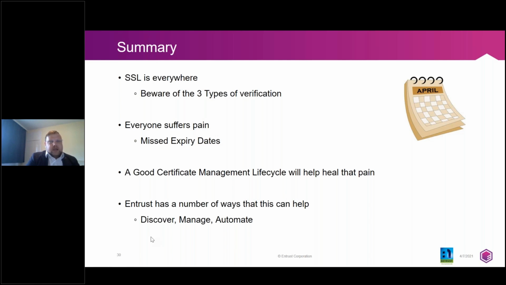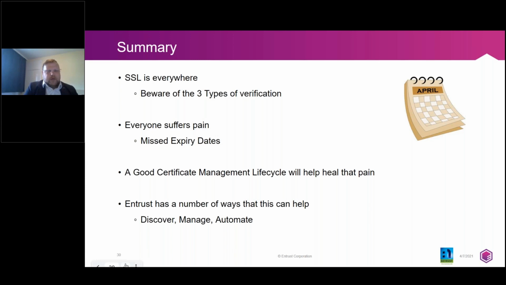And Entrust does have all the tools and capabilities to help enterprises address all these requirements, whether it's through our SSL TLS discovery capabilities to help identify and find the certificates, or whether it's through the management of those certificates through the SSL lifecycle, as well as our various integrations and APIs that enable enterprises to support the automation of those certificates. Again, I just want to thank you for your time, and let's see if we have any questions.